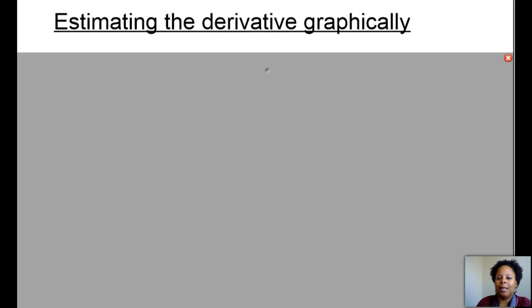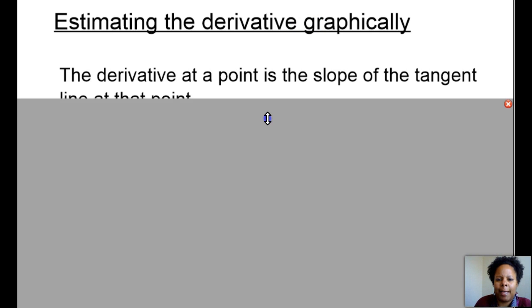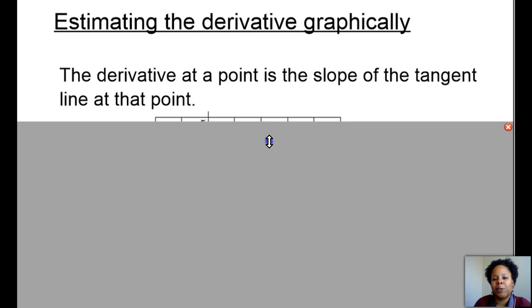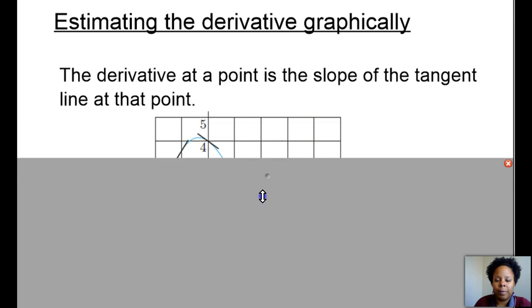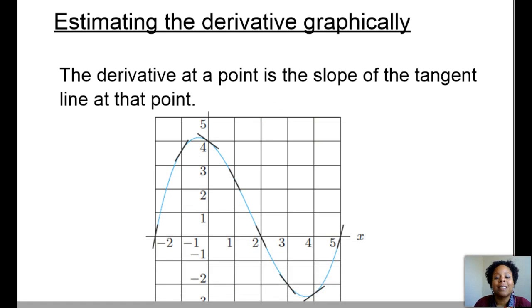Moving on. So we've been dealing with derivatives, and we're going to take a look at a way to determine the derivative in more than one format. The first format we're going to look at is graphically. So if you remember, the derivative at a point is the slope of the tangent line at that point. If I have a graph of a function that I want to find the derivative of, then all I have to do is draw little mini tangent line segments at each of these points.